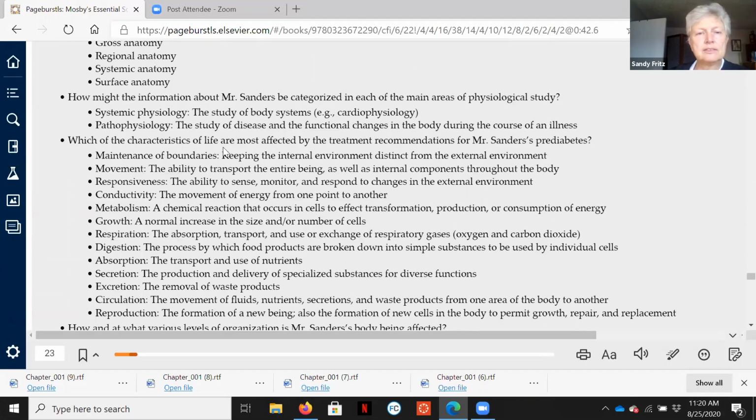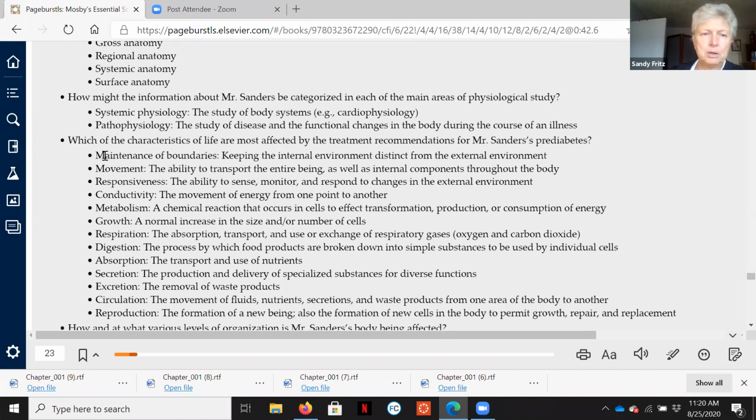Which of the characteristics of life are most affected by treatment recommendations for Mr. Saunders' prediabetes? So they want him to lose weight. That was the first thing. In addition, probably when he gets into the diabetes management, there's going to be an exercise program, there's going to be some sleep hygiene, there's going to be some stress management. And these are attempting to normalize how the body is functioning.